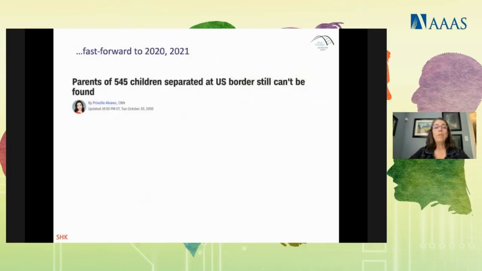Fast forward a couple years to 2020, and as President Biden was debating then President Trump in October 2020, he mentioned the 545 children that still remain separated at the US border. This was a shock to me. I think it was a shock to many, that despite the judge-ordered requirement to promptly reunite families back in 2018, they had not. Hundreds still remain, maybe thousands still remain separated and difficult to track down.